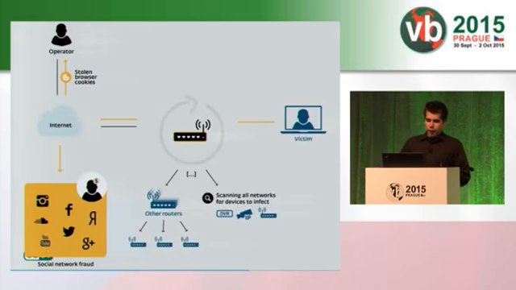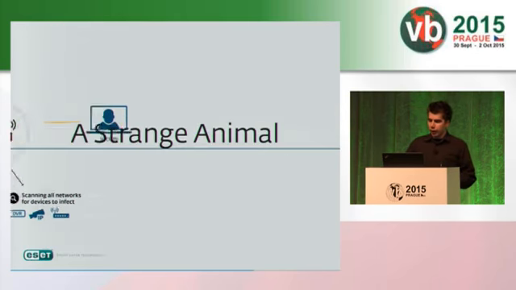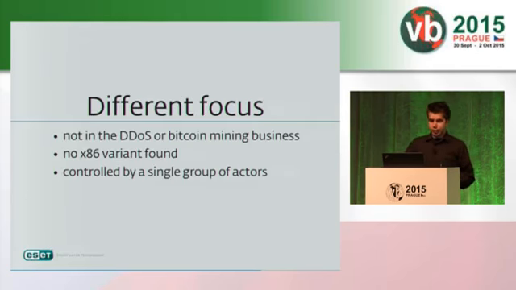So in a nutshell, what we have in this operation, again, is individual malware always trying to spread and do its bidding, stealing cookies, social network fraud, and then also focusing on reproduction. So why do I say it's a strange animal? It's not in the DDoS or Bitcoin mining business for an embedded threat, which is a rarity in itself.